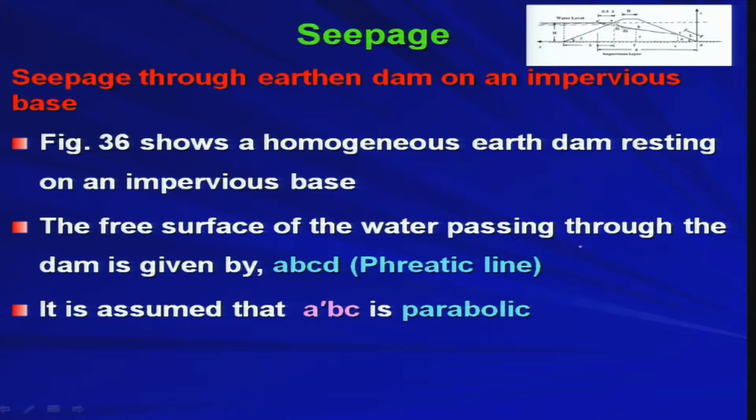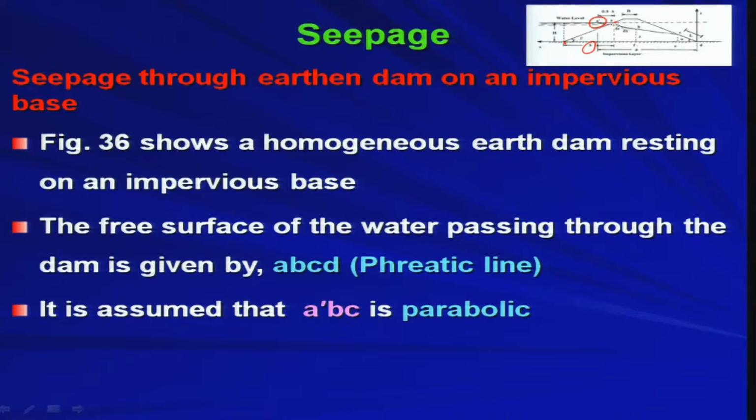It is assumed that A prime B C is parabolic. Those steps I will be talking about later on. So, suppose this point is nothing but A, the actual entry point of the flow through the dam. Now, this point A is located from this point by an amount delta. Now, I am assuming the actual flow is happening from point A prime, which is 0.3 delta distance away from the actual point A.